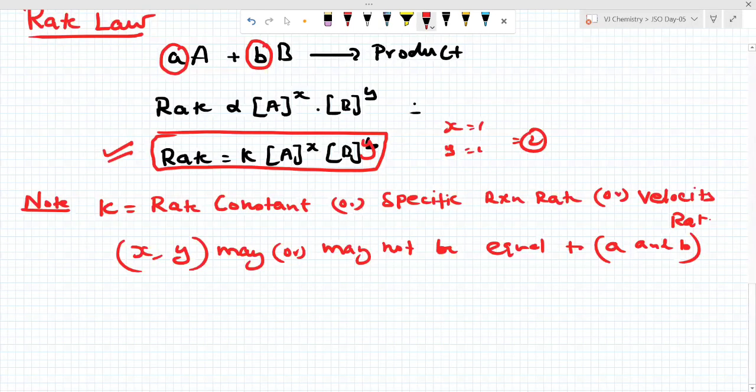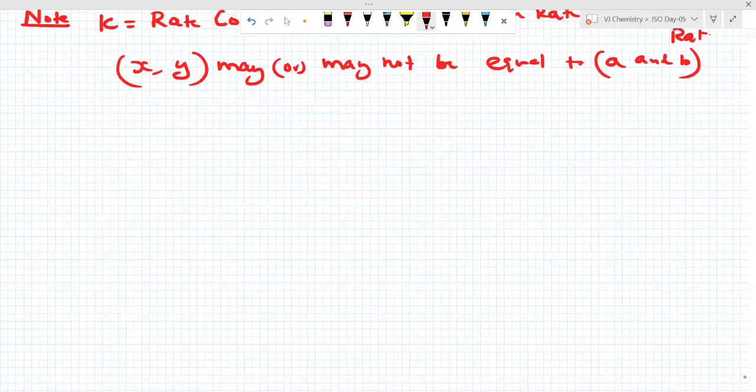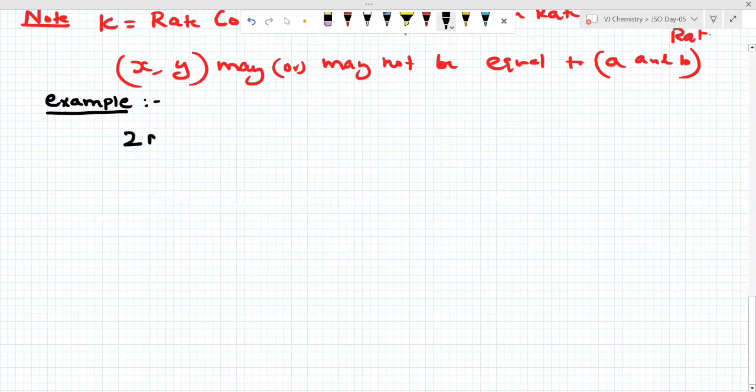Okay, fine. Listen. Now note the examples. First example: 2NO plus O2 gives 2NO2.